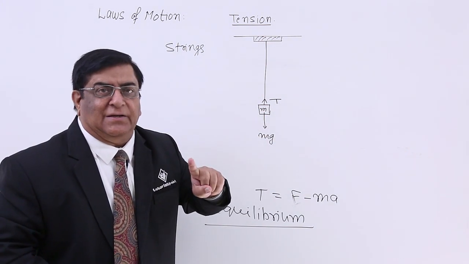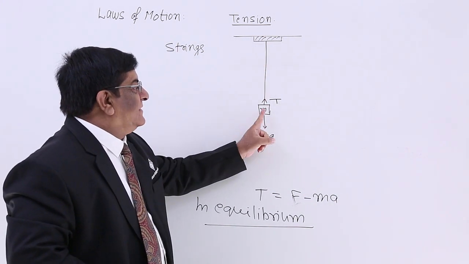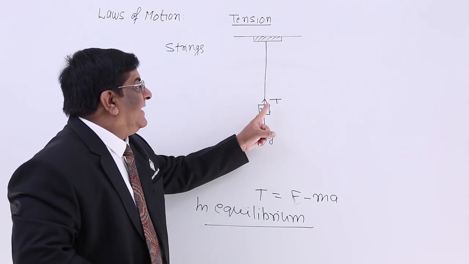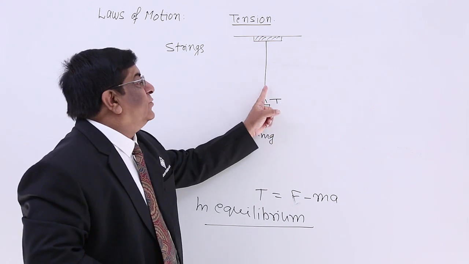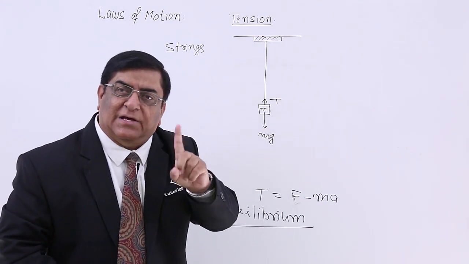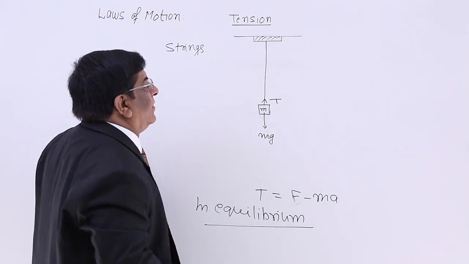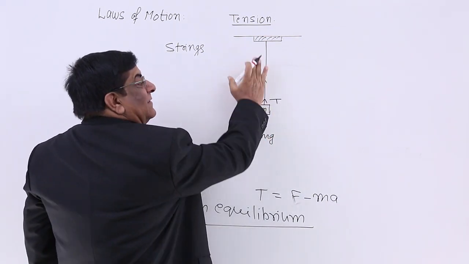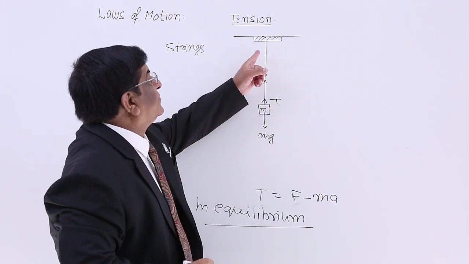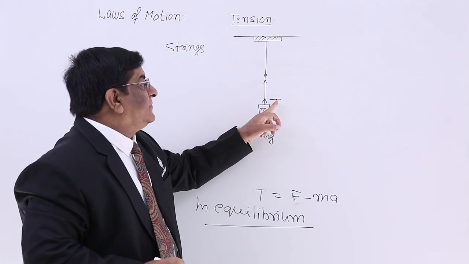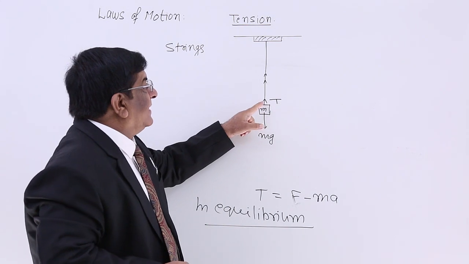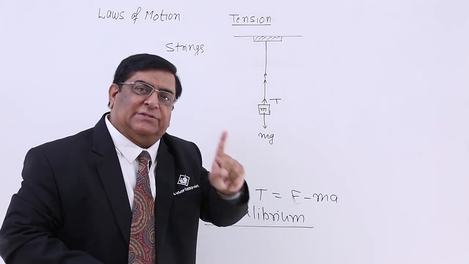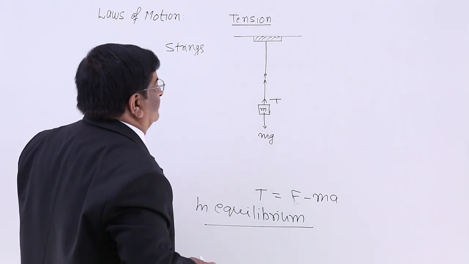Whenever we tie a string with something, there is a force applicable on this object. Tension is always in the opposite direction. Always in the opposite direction. Now, if this tension is here, and this tension is here, then why is the string not moving up? Because here it is balanced by mg. So this is also not an unbalanced force. This is also a balanced force.